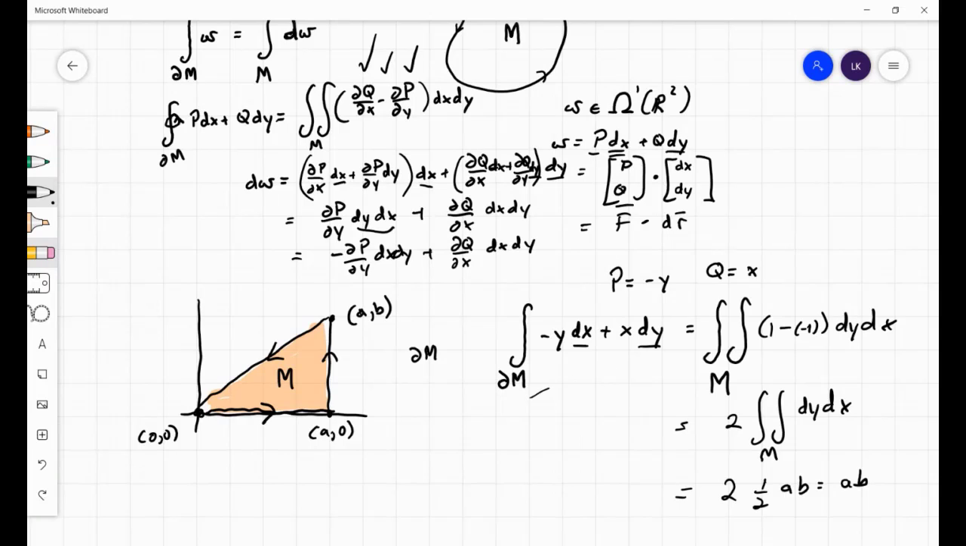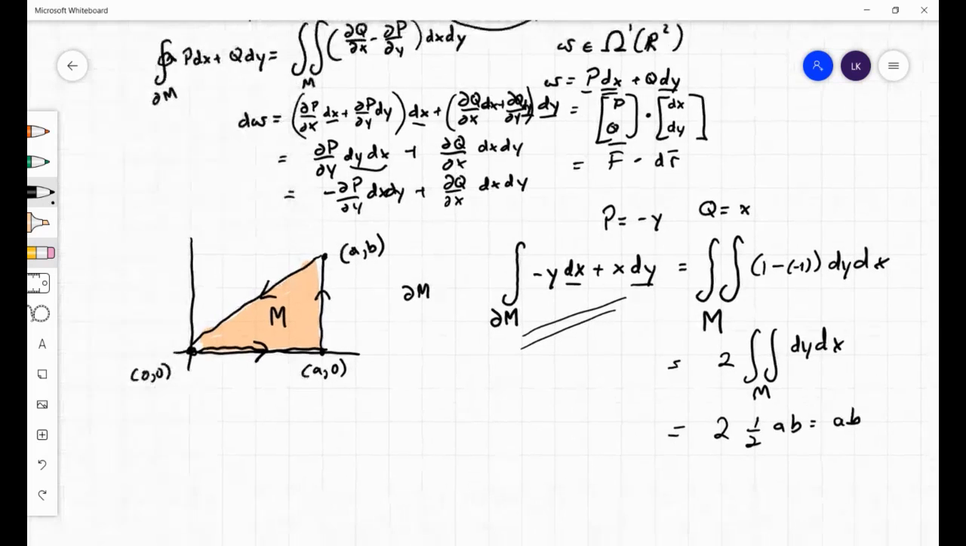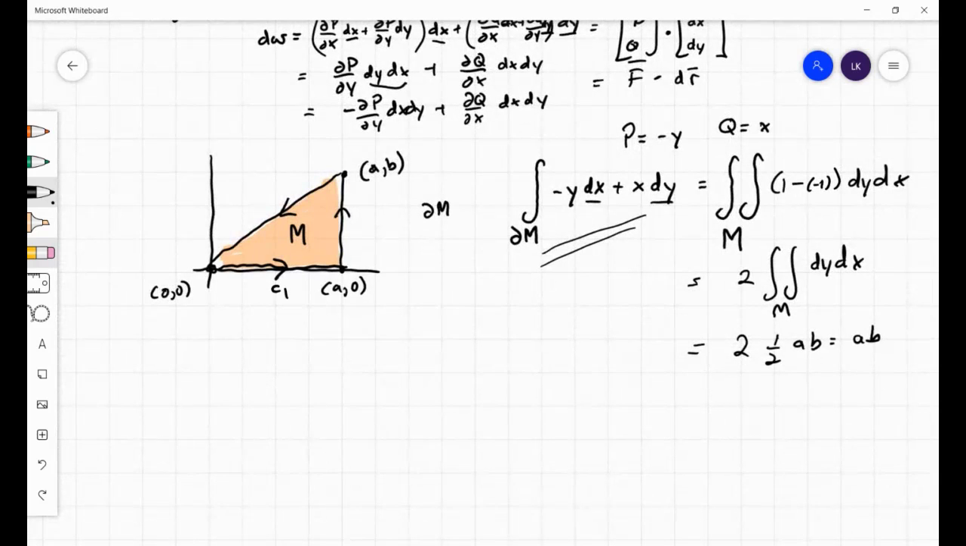So that means you would have to actually do this integral on the left, and you would have to parametrize each segment of this triangle, each side of this triangle. So for example, C1, you can easily parametrize that where the x would be t and y would be 0 because we're on the x-axis. And t goes from 0 to a.